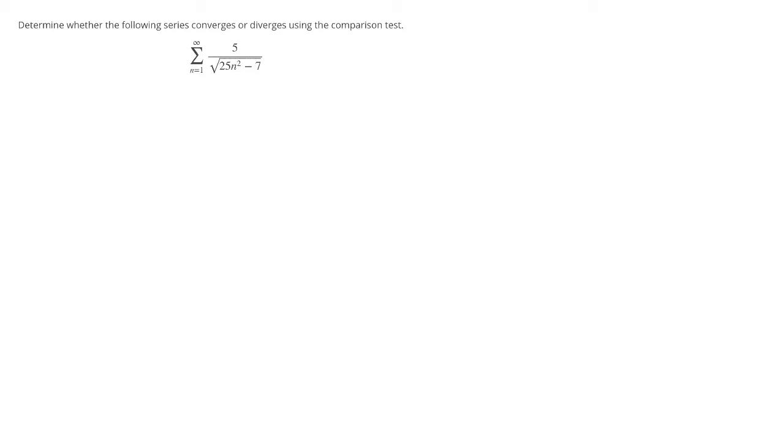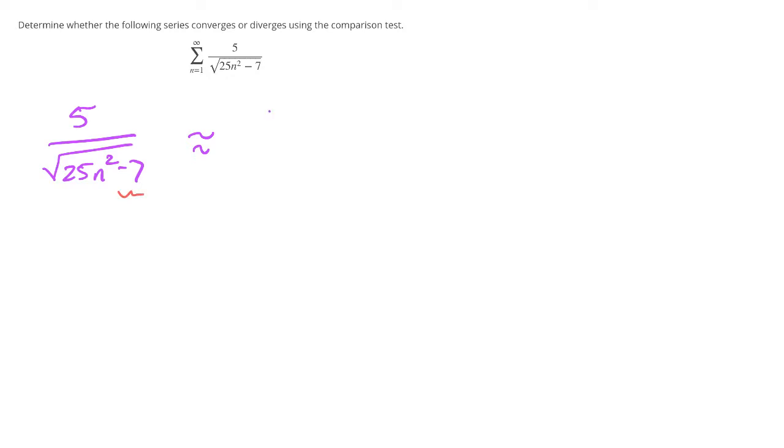One thing that we can do to get an impression of this is to look at what happens to the terms as they get very, very large, as they go off to infinity. If we look, we really have something like 5 over the square root of 25 n squared minus 7. As n gets very, very large, this factor of negative 7 in the denominator really starts to not matter so much.